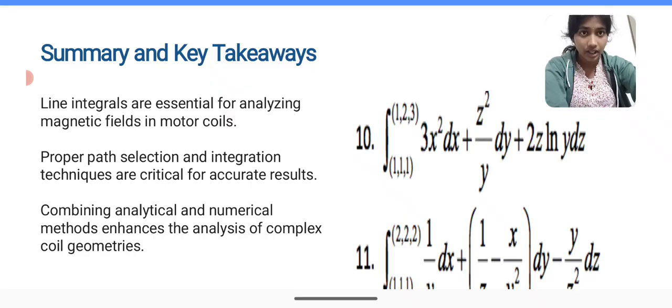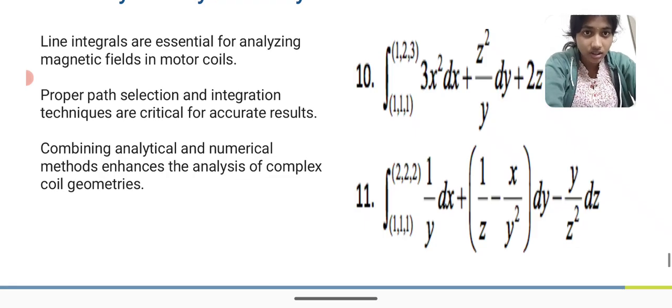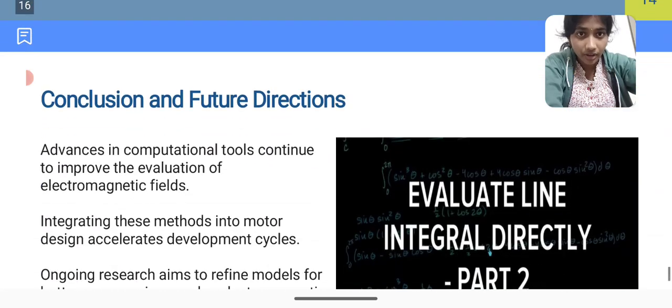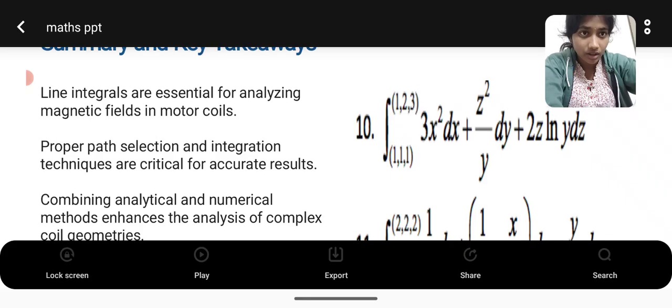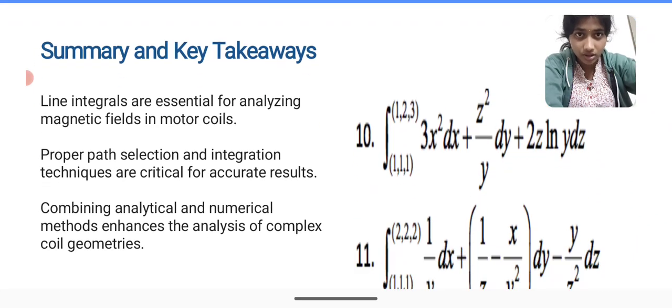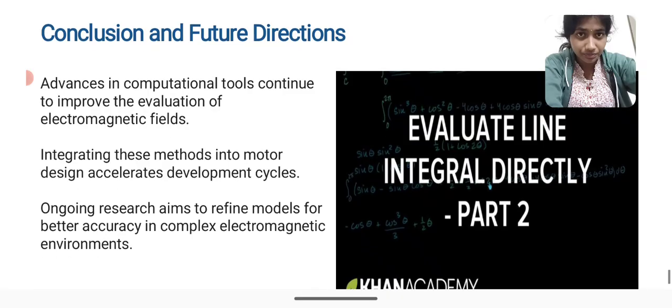Summary and key takeaways. Line integrals are essential for analyzing magnetic fields in motor coils. Proper path selection and integration techniques are critical for accurate results. Combining analytic and numerical methods ensures the analysis of complex coil geometries. Here is the reference image for summary and key takeaways.